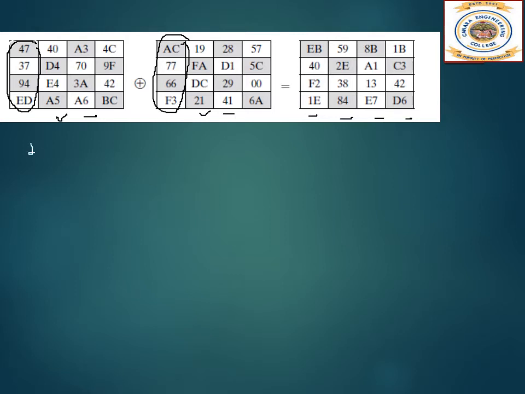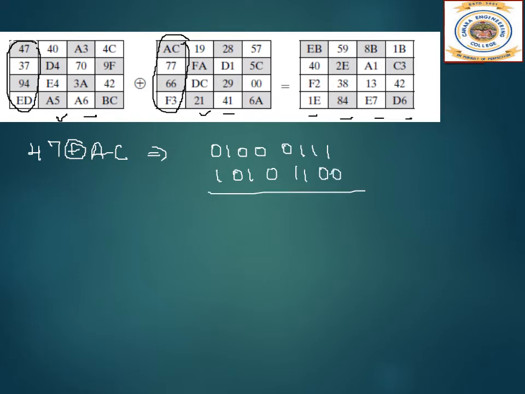The first XOR addition is 47 XORing with AC. How is it done? We write the binary equivalent of 47. 4 is 0100 and 7 is 0111. A is 1010 and C is 1100. When we do the XOR, we get 1110 and 1011. What is the hexadecimal equivalent of this? 1110 is E and 1011 is B. So we got EB over here.